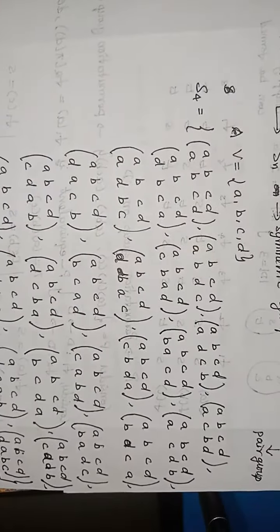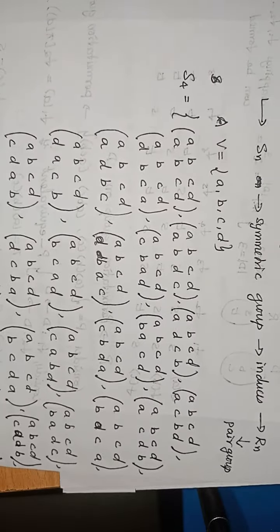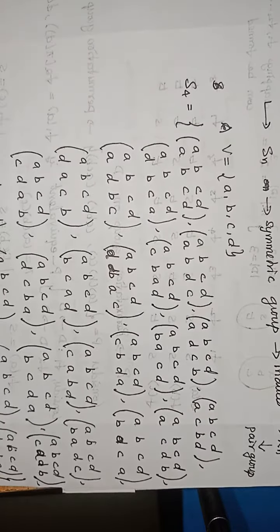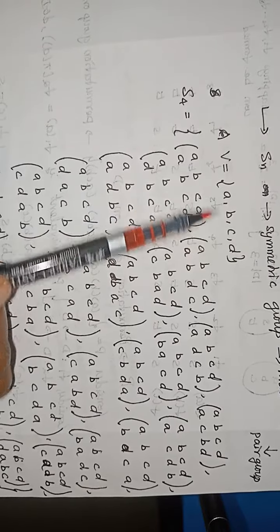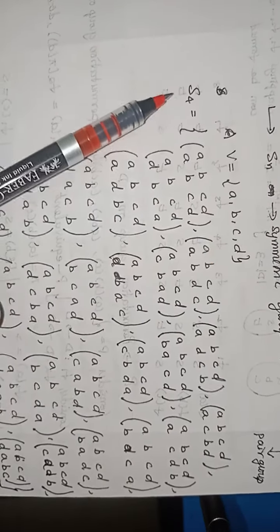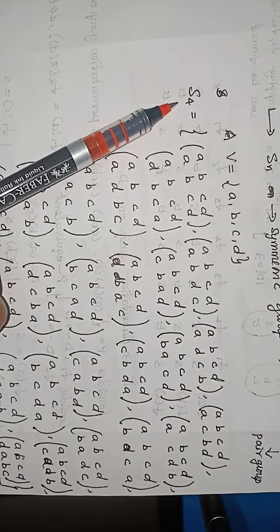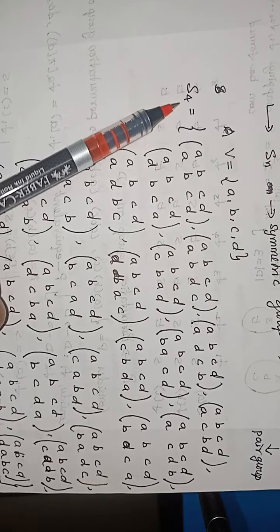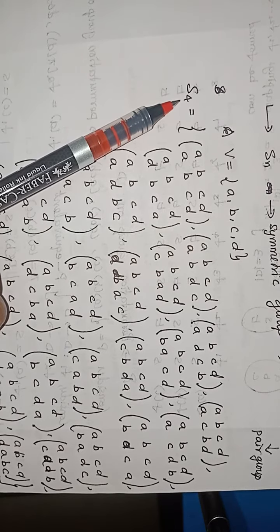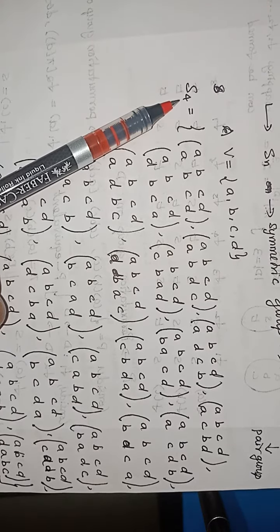Let us see an example to form a pair group. I am going to form a symmetric group for vertex set V, which is having 4 elements. From that vertex set, I am going to find a pair group. We already know that S4 contains 4 factorial elements, that is 24 elements.